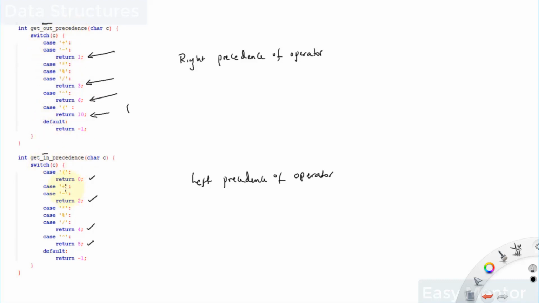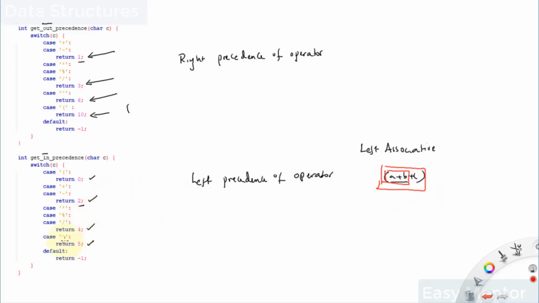For instance, if you take plus minus, the in precedence is 2, but then the out precedence is 1, which means the in precedence is higher than the out precedence, which means that the left precedence is higher than the right precedence. And this is fine because the operators are left associative. So if you have an expression of a plus b plus c, you need to make sure that a plus b is evaluated first, and then the rest of the expression is evaluated.